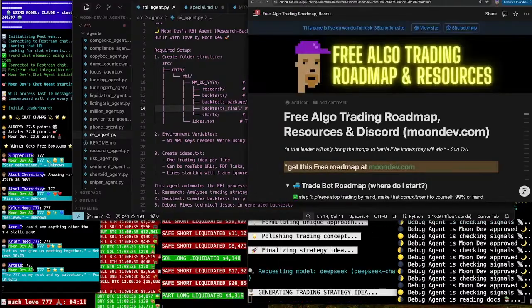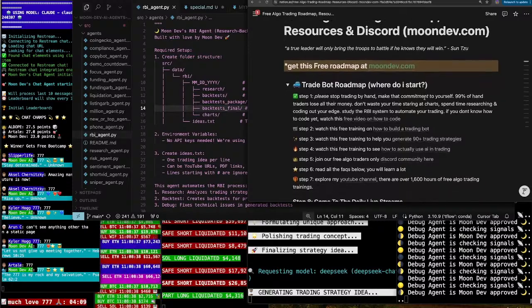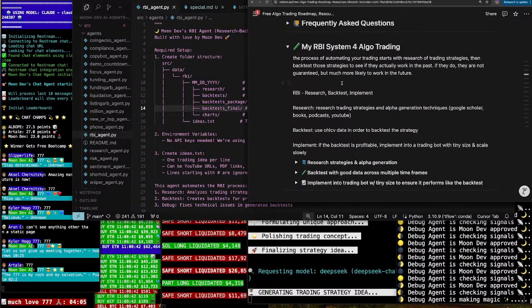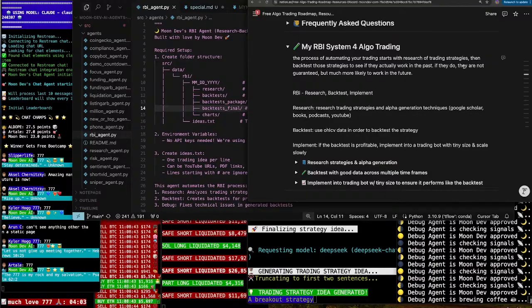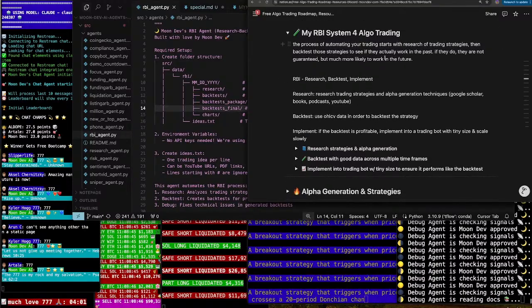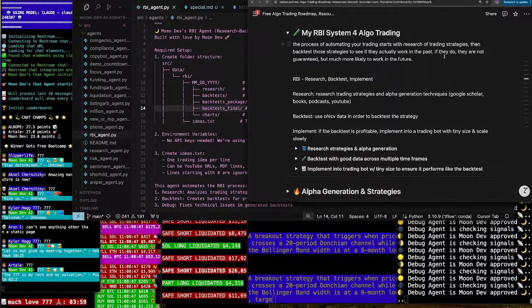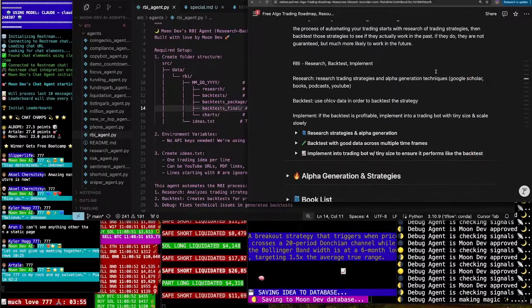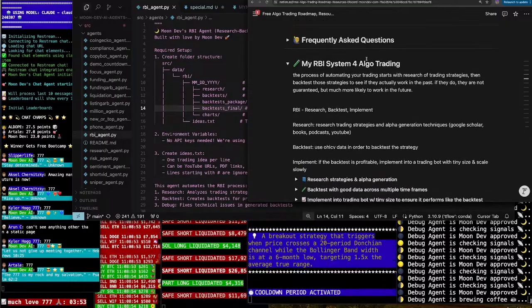First, let's go here. This is free on moondev.com, but you don't have to grab it because I'll show you right now. The process of automating your trading starts with research of trading strategies. Then you backtest those strategies to see if they actually work in the past. If they do, they are not guaranteed, but they're much more likely to work in the future. That's the RBI system.